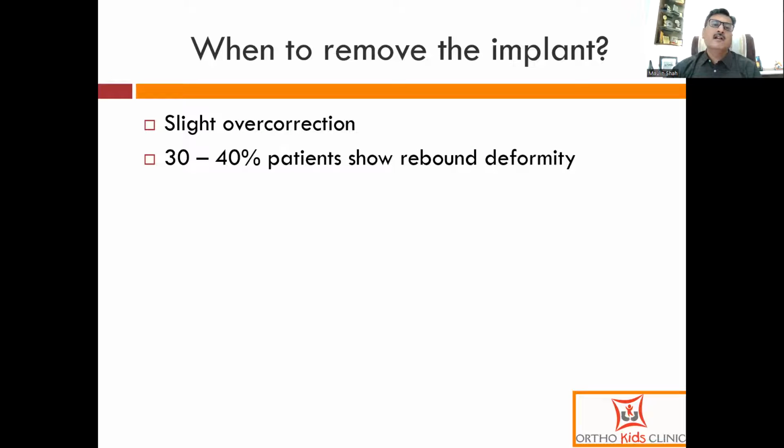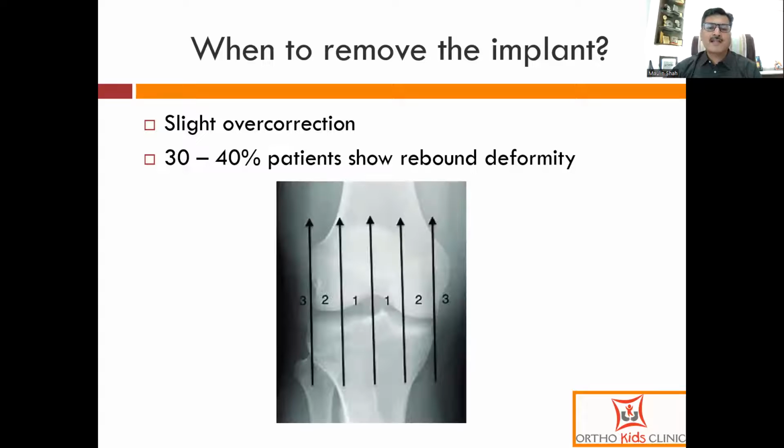That is very important. We tend to remove the implant once we see a slight overcorrection by 1 station. So why is it so? Because in 30 to 40% of patients, we see a rebound of deformity upon removal of the implant. Now, there are various opinions. Dr. Stevens says that you correct with mild overcorrection. Some people say that when only 30 to 40% of patients are showing rebound, it means 60% do not show it, so correct it when it is neutral.